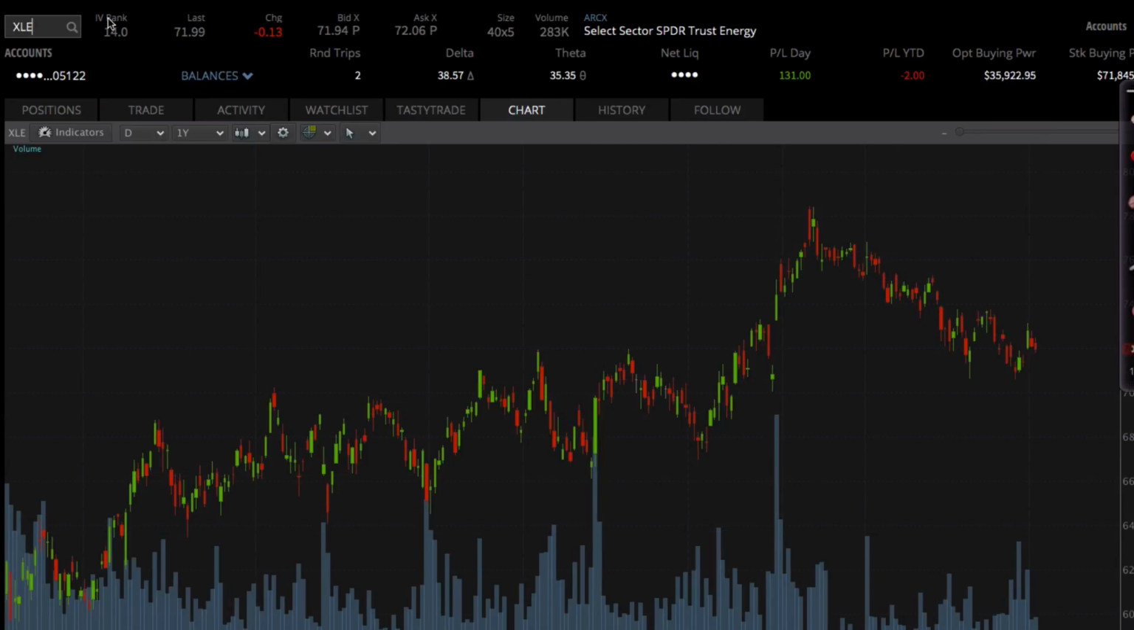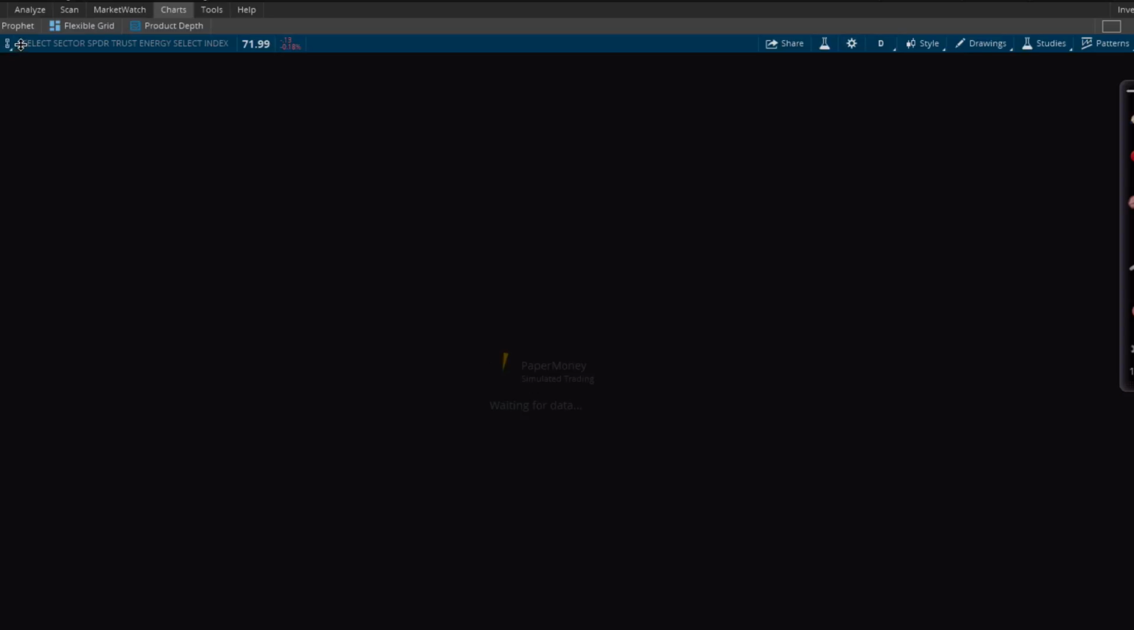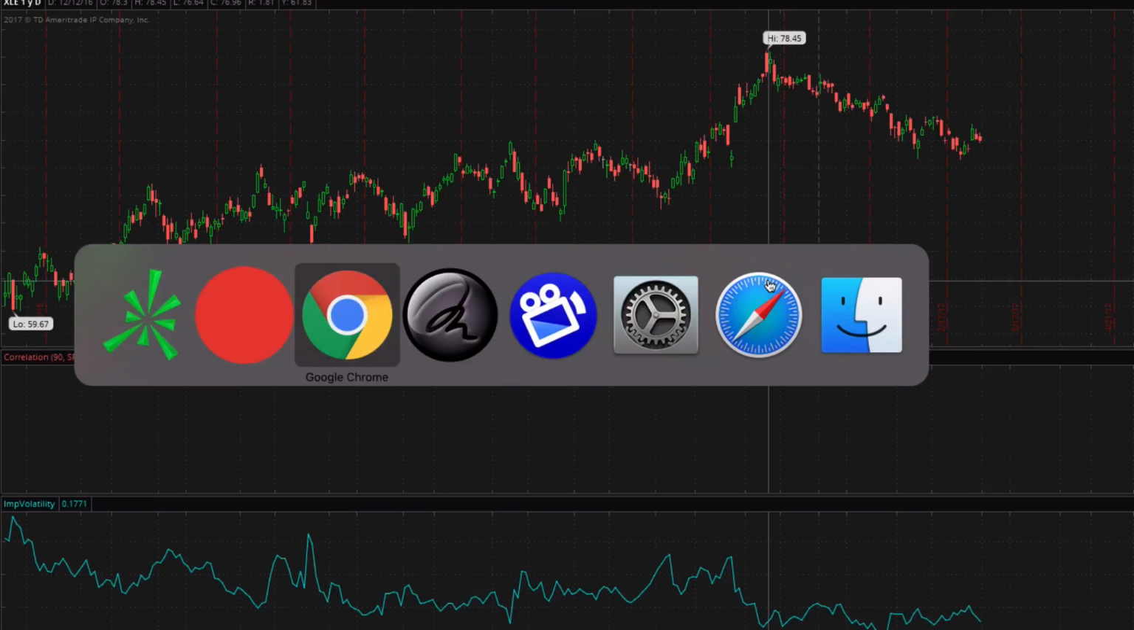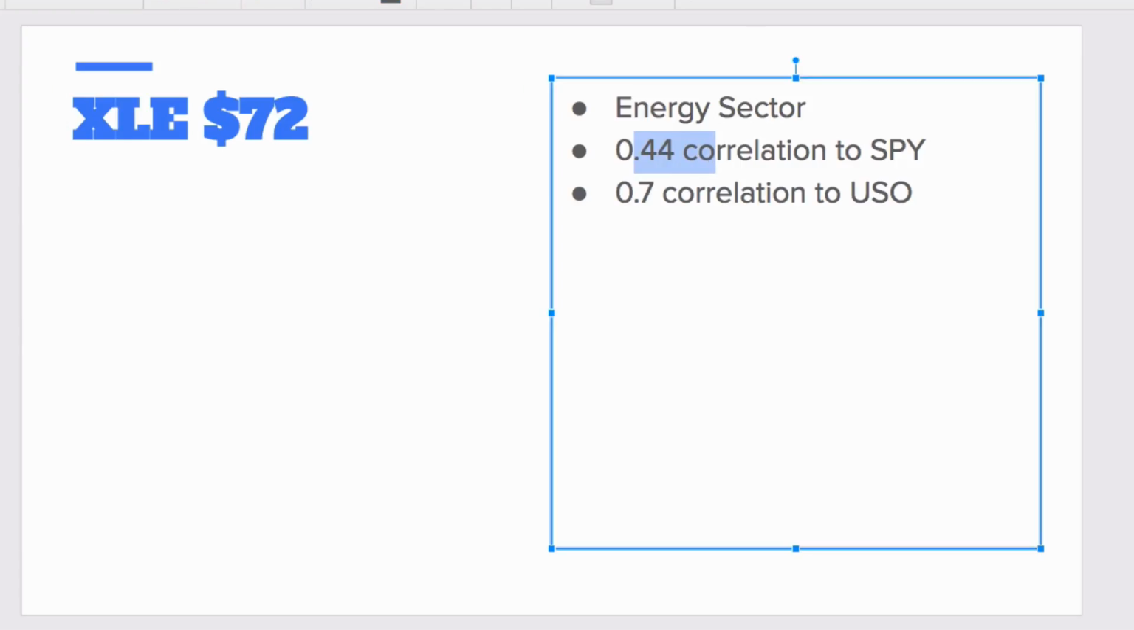But look, the IV rank is 14. So the implied volatility is very low. If we were to go into Thinkorswim, charts, XLE, and I'm going to link my charts here, and let's look at our implied. Look how low the implied volatility is there. So not a whole lot. Volatility in general is low right now, just so you know. Okay, so that's XLE. 0.44 correlation to SPY, which means it's generally not correlated, but it is quite correlated to oil. That makes sense, right? These are oil companies. Generally speaking, their operations are going to be linked to the price of oil.